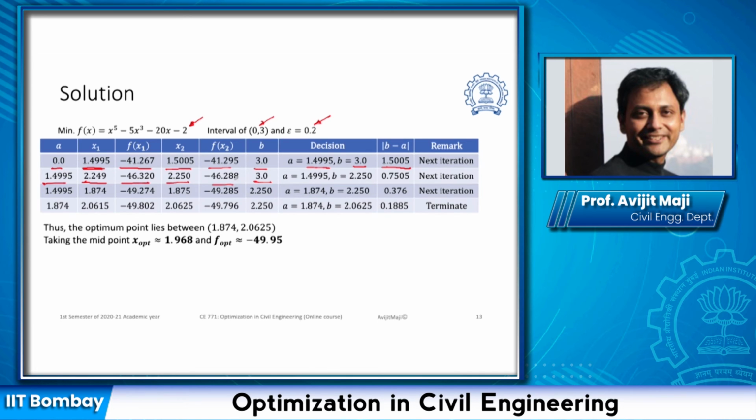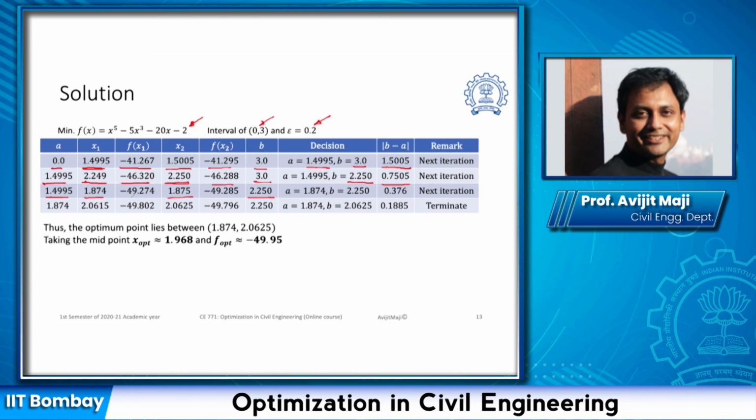Looking into the function values, it is clear that the optimum solution is not going to lie at any point higher than 2.25. So we are moving the upper boundary from 3 to 2.25, and again we find that the width of the interval is 0.7505, which is higher than the precision we want to achieve. We move to the next iteration, and based on the revised boundaries, we find the 2 points which are very close to the middle point of the new boundary.